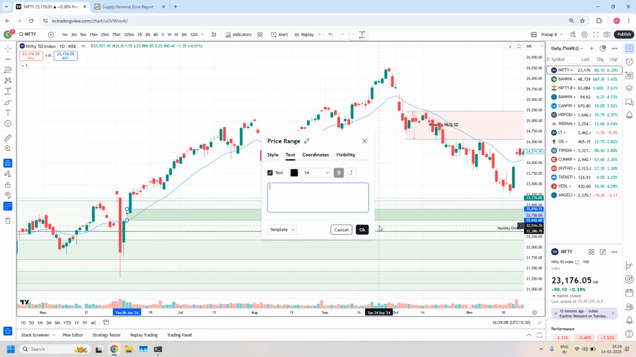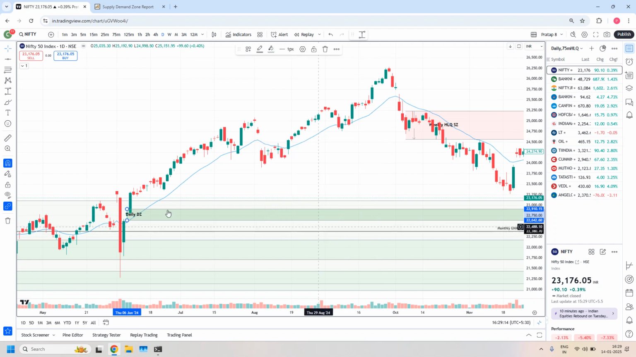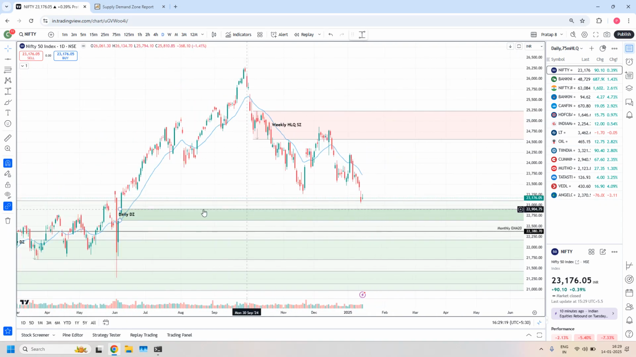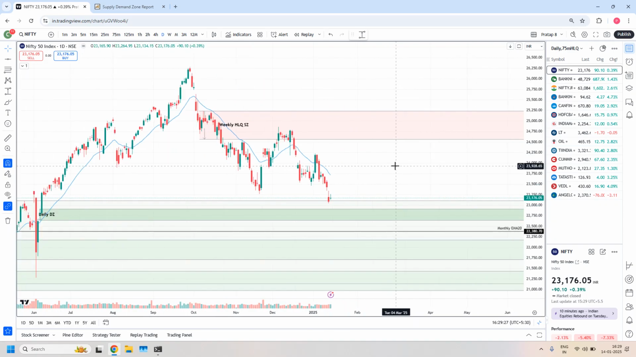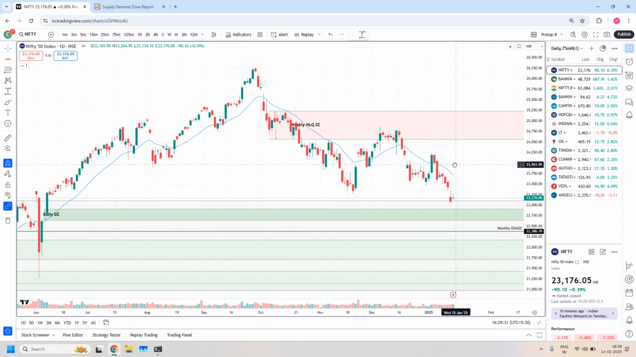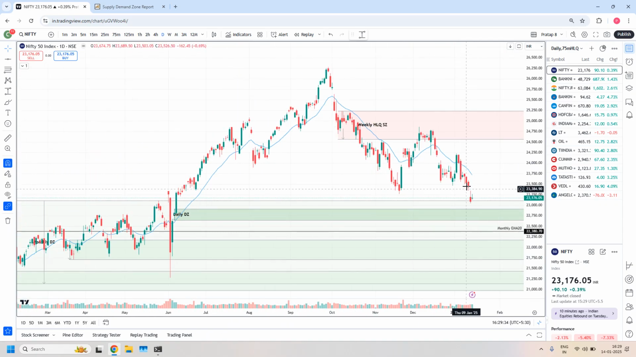Let me add the label also. Daily demand zone. So is it tested? No. Now prices are somewhat close to this daily demand zone. Today's market is limited to a small, narrow range.